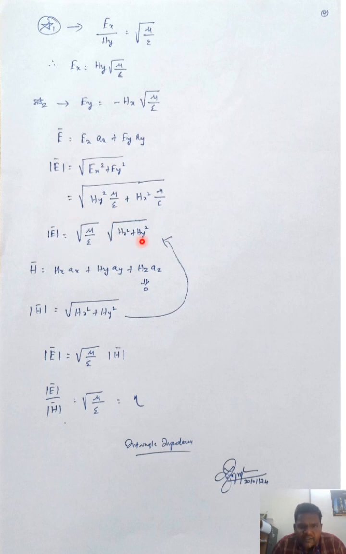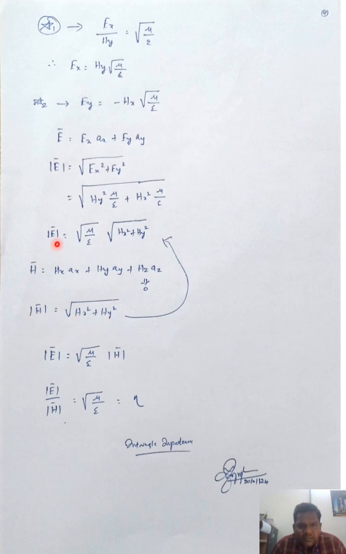Now we are again going to consider the latter part, the magnetic field part. The H vector is equal to Hx ax plus Hy ay plus Hz az. As we considered Ez is equal to 0, Hz is also 0, so we don't need to worry about the third term. So the modulus of the magnetic field vector is equal to square root of Hx square plus Hy square. We are using this value in the above equation.